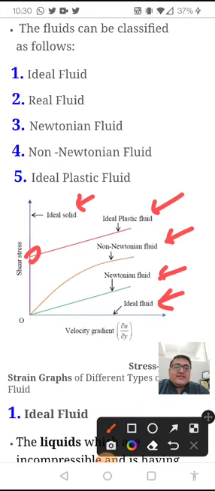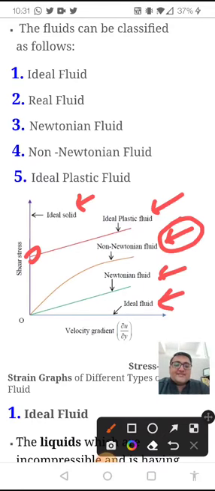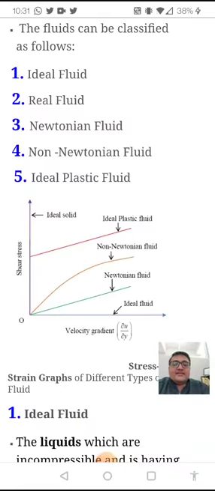Now there are certain types of fluid which are considered under non-Newtonian fluid, like blood, like milk, like toothpaste. These are examples of non-Newtonian fluid, and there are certain categories in it. So let's discuss it in detail.